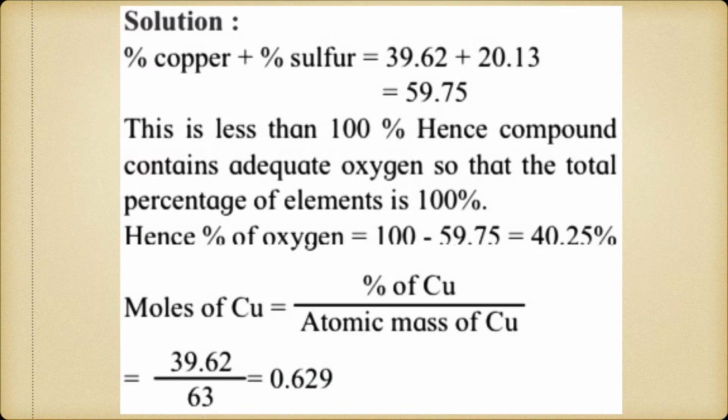So the first step is to find out the percentages of all the elements and add them. The percentage of copper and the percentage of sulfur are given as 39.62 and 20.13 respectively. So we are going to add both. After adding, I got the value as 59.75. That means it is not coming to be 100. So what can we understand over here? We can understand that the remaining percentage will be the percentage of oxygen.